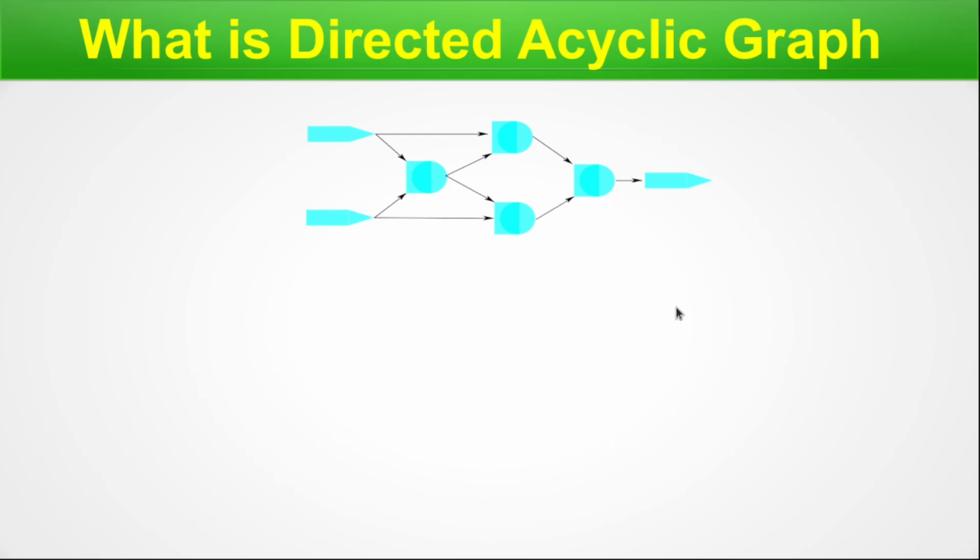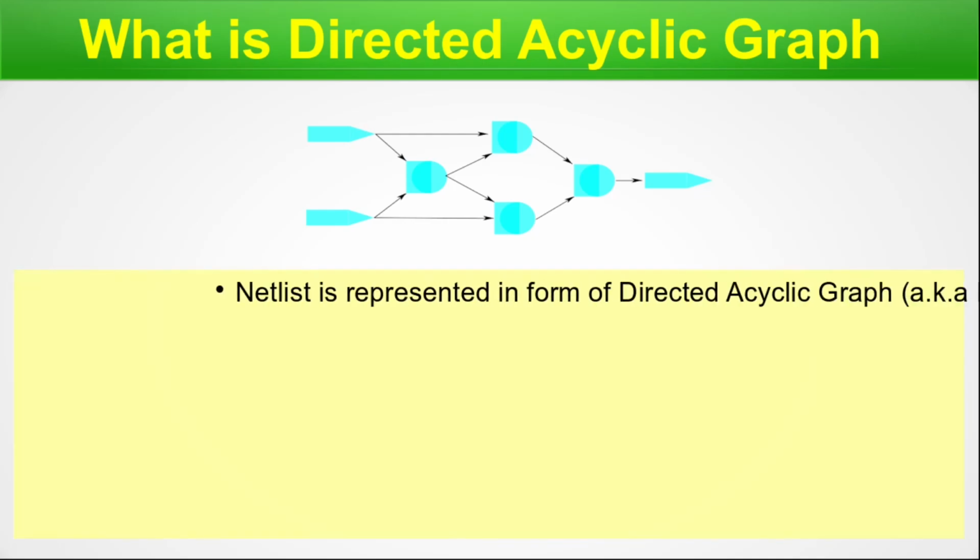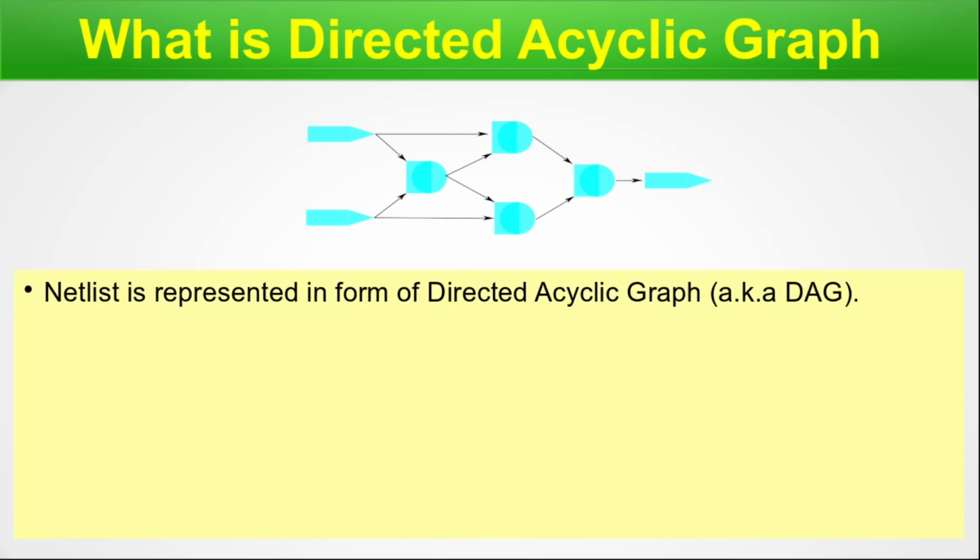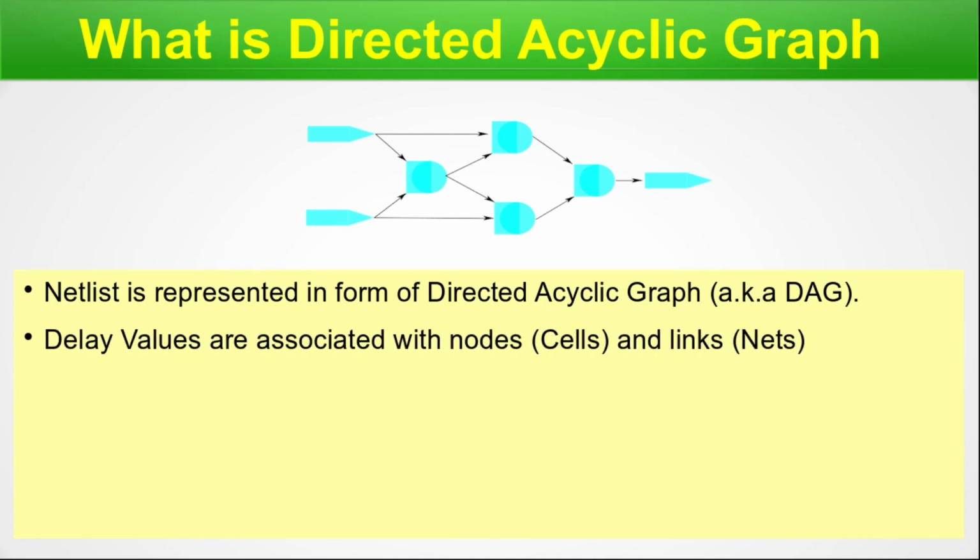So basically when we draw a graph, we constitute a graph with nodes and links. Nodes are here the gate and the links are here the net for this directed acyclic graph. Netlist is represented in form of directed acyclic graph, also known as DAG. Delay values are associated with nodes, cells and links. That is, nodes are cells and links are nets, as I have shown in the graph.